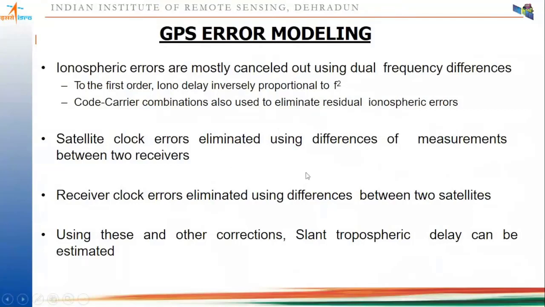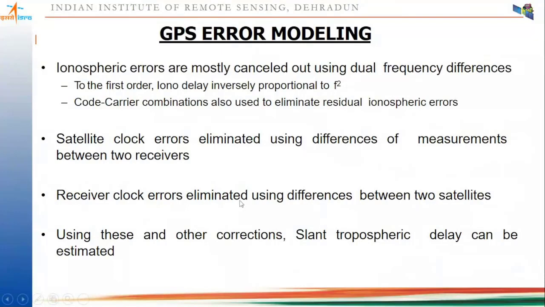Satellite clock errors are eliminated using the differences of the measurements between two receivers. So we need two receivers to eliminate the satellite clock errors. Similarly, receiver clock error can also be eliminated using the differences between two satellites. Using these and other corrections, slant tropospheric delay can be estimated.